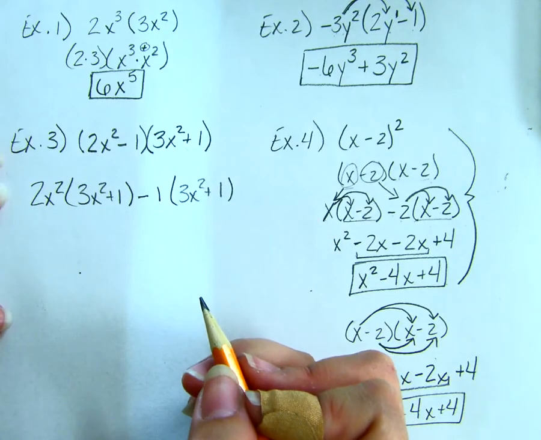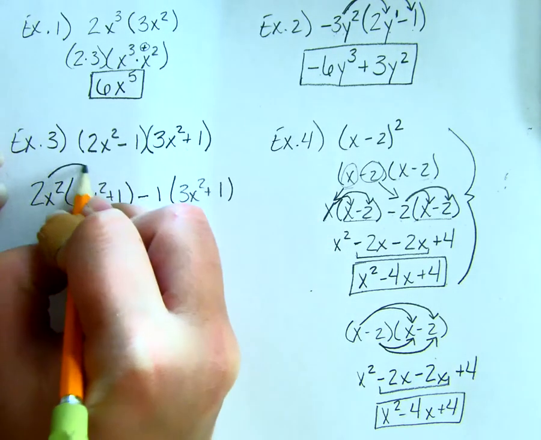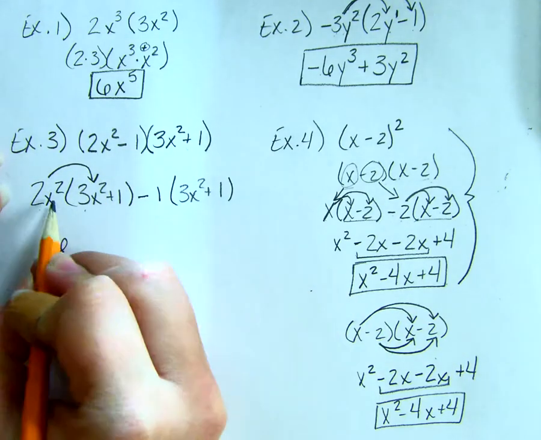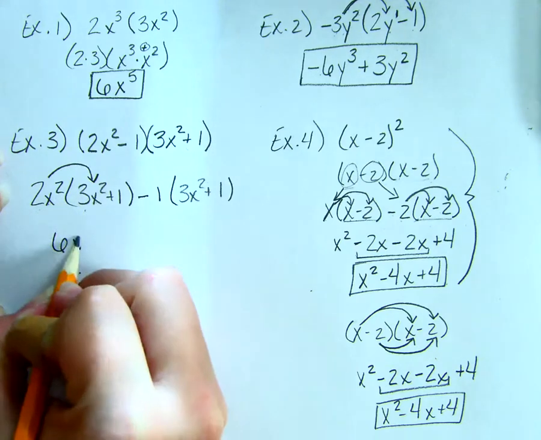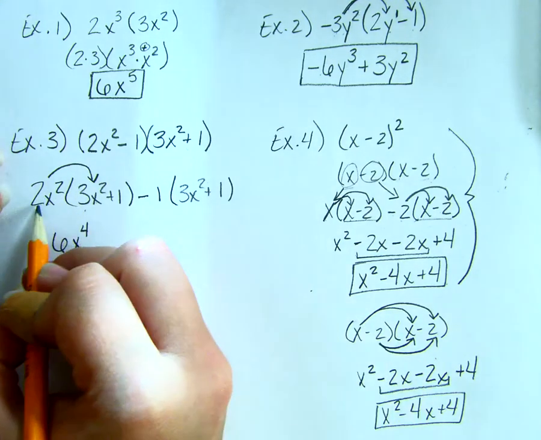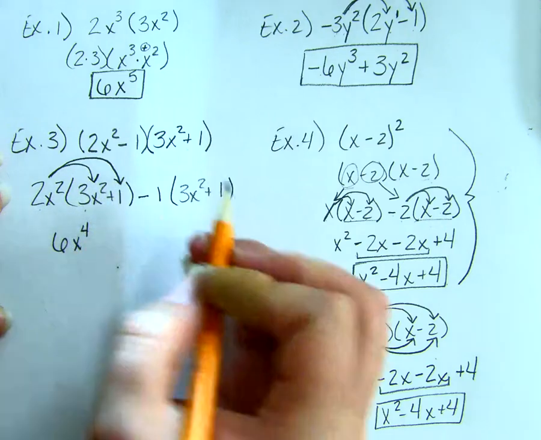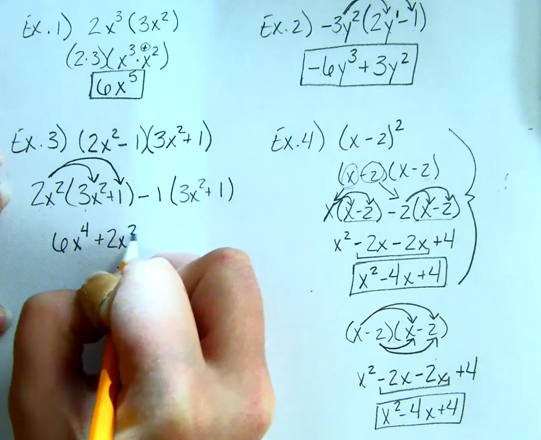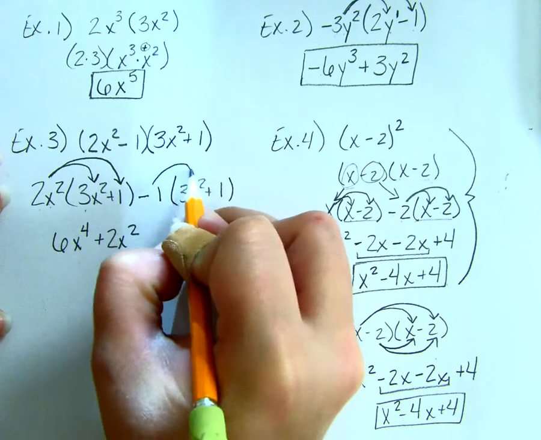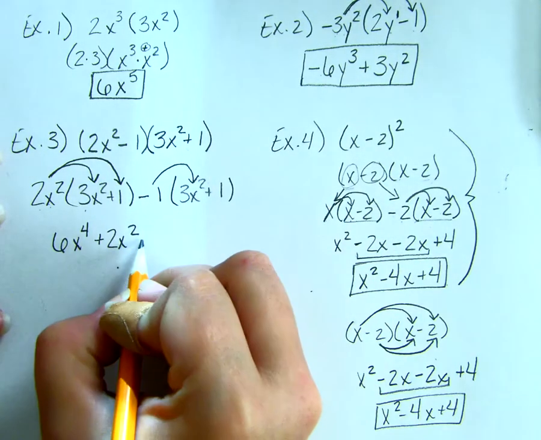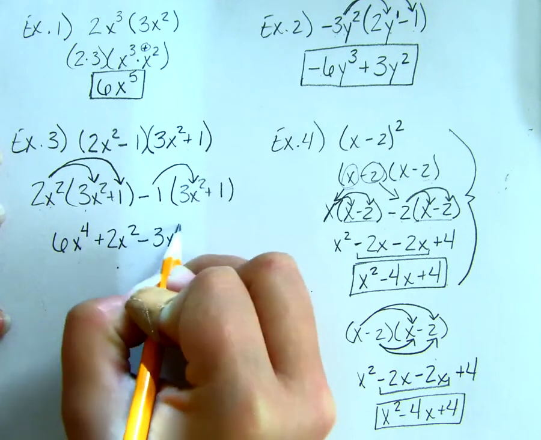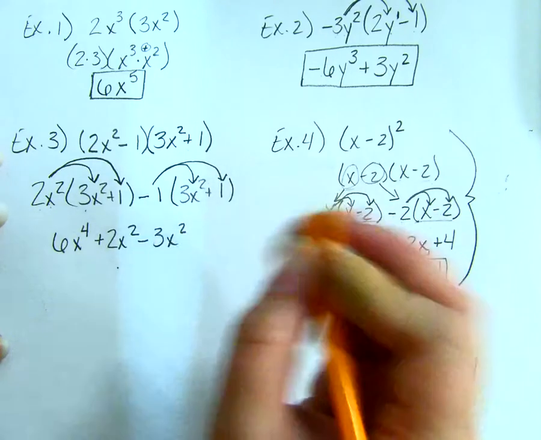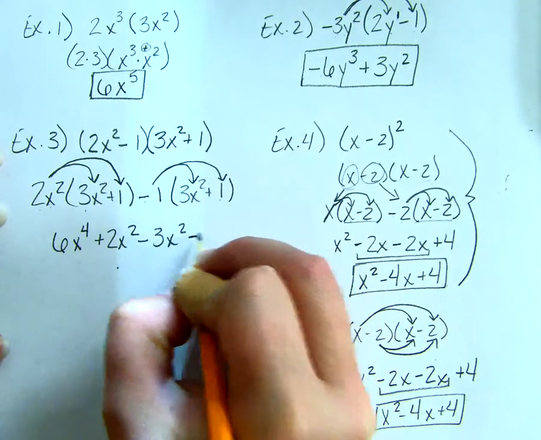Then now all I have to do at this point is distribute. 2x squared times 3x squared. Well, 2 times 3 is 6. X squared times x squared is x to the 4th. Then I have 2x squared times a positive 1. Well, 1 times anything is itself, so I'm going to say that's a positive 2x squared. Then I have negative 1 times 3x squared. Well, that's negative 3x squared because all it did was change my sign. And then I have negative 1 times a positive 1. Well, negative 1 times a positive 1 is a negative 1.